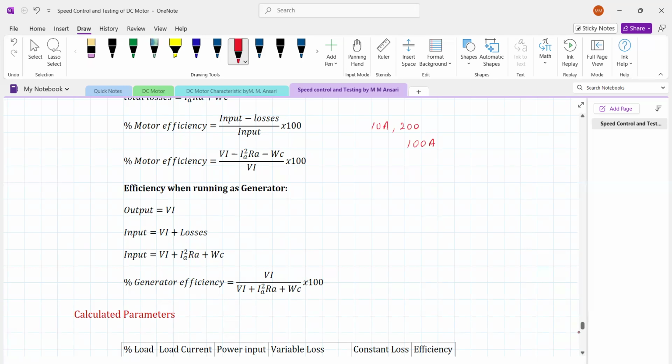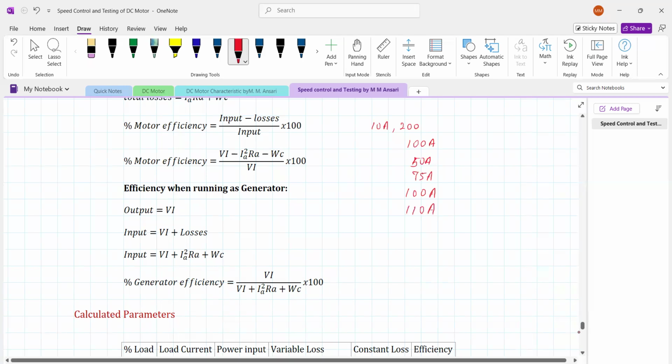So this is the power input at no load condition. Once we calculate the constant losses, say for example, if you want to calculate the efficiency at 50%, take the current as 50 ampere. So I is equal to 50, and IA is equal to 50 minus the shunt field current. If you want to calculate at 75%, then 75 ampere. At 100% load, we can calculate the efficiency at 100 ampere. If you want to calculate the efficiency or losses at 10% overload, we can use the current equal to 110 ampere, that is a 10% overloading, and hence we can calculate the efficiency.